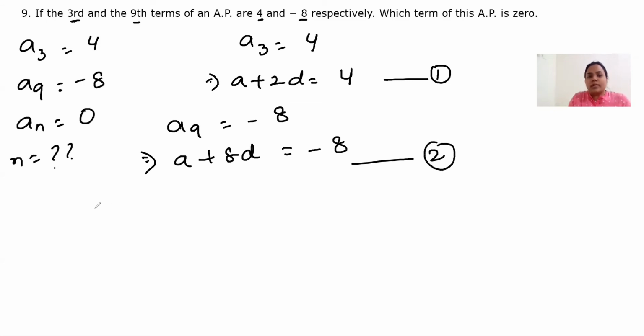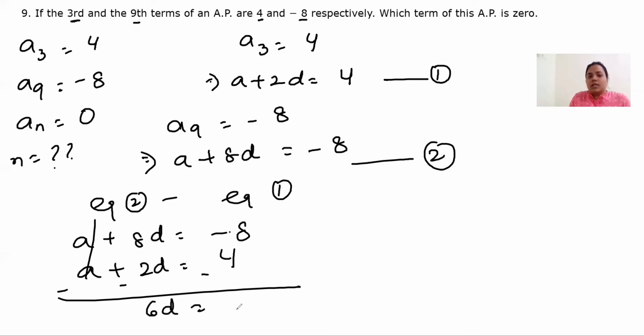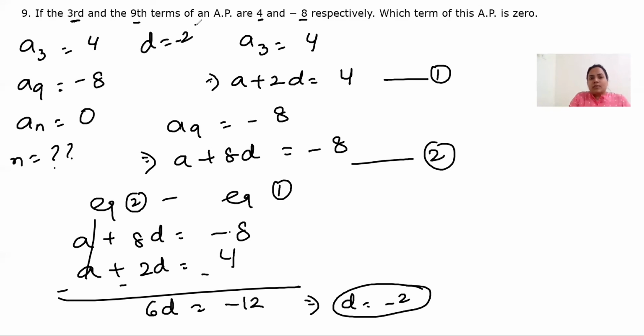We'll use the elimination method. So equation 2 minus equation 1. A plus 8D is minus 8. A plus 2D is 4. We will subtract. A minus A cancelled. 8D minus 2D is 6D. Minus 8 minus 4 is minus 12. This implies that D is minus 2. Okay. We got D as minus 2.